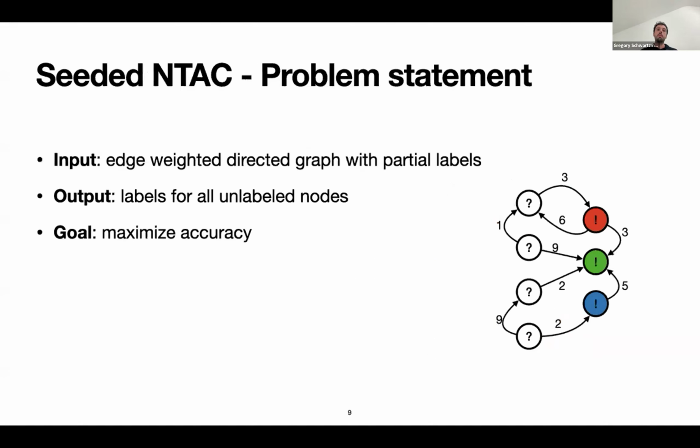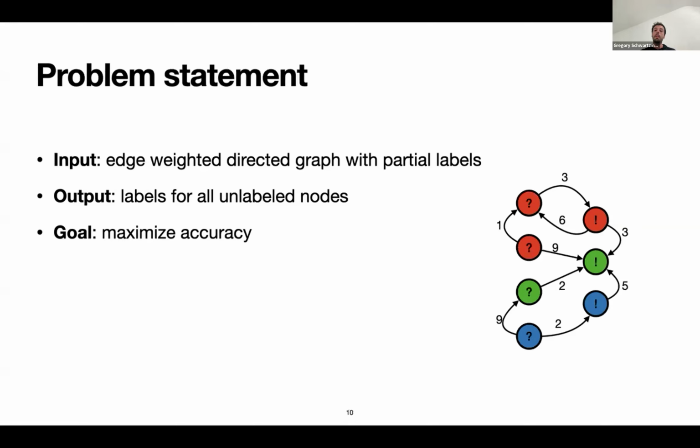Okay. So let me try to state these problems a bit more formally. For the seeded version of the algorithm, we have a graph with some partial labels, and our goal is to assign labels to unlabeled nodes such that the accuracy is maximized. There is a ground truth, and we want to get as many nodes right as possible.